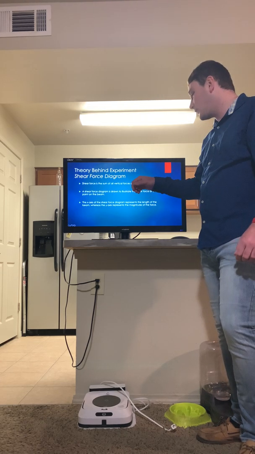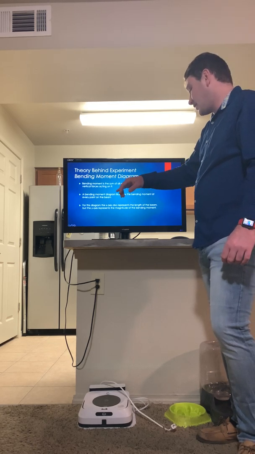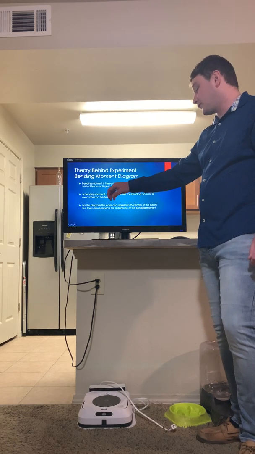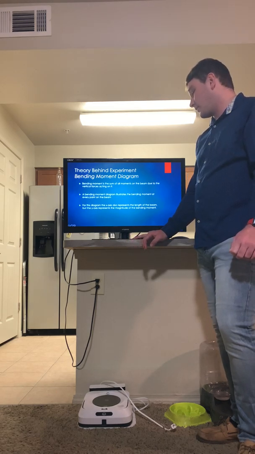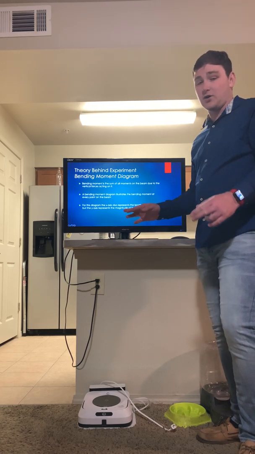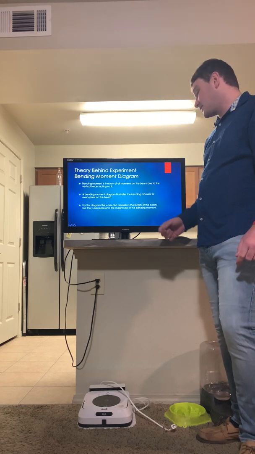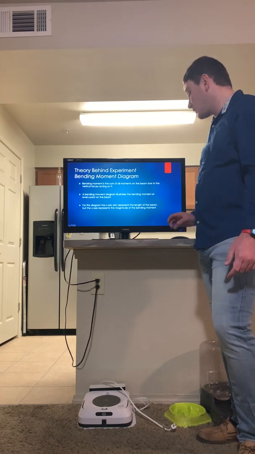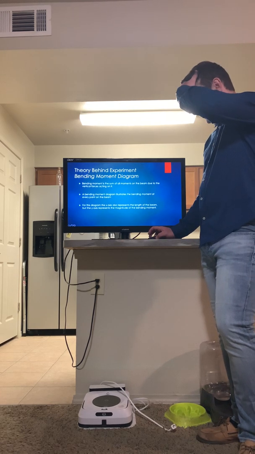And then next, kind of some key points of the bending moment diagram. Bending moment is the sum of all moments on the beam due to the vertical forces acting on it. And then a bending moment diagram illustrates the bending moment at every point on the beam, and then we have x and y conventions just like we did for the shear force. So for this diagram, the x-axis also represents the length of the beam. The y-axis represents the magnitude of the bending moment on the beam at every point. So that's kind of how we have that there.